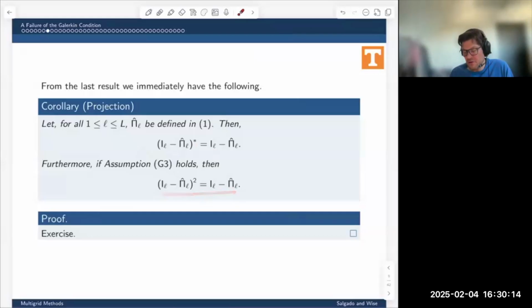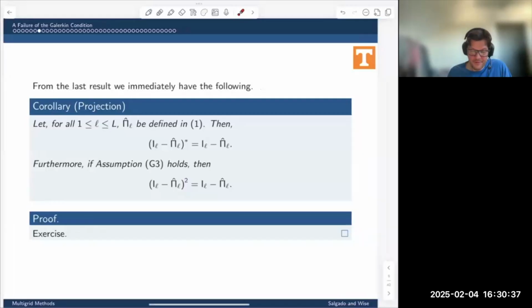But this is generally true: if I have any projection matrix, then I minus the projection matrix is also a projection matrix. Okay, so probably something that you remember from a linear algebra class, or maybe a numerical analysis class. So the proof of this is a trivial exercise. Shouldn't even have the word exercise there. So trivial.